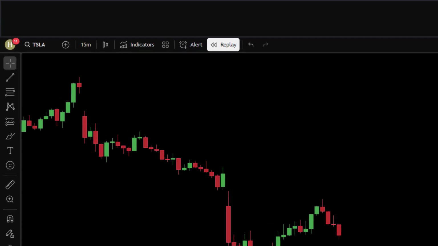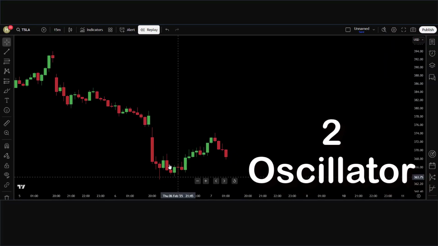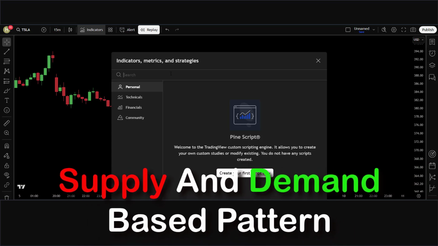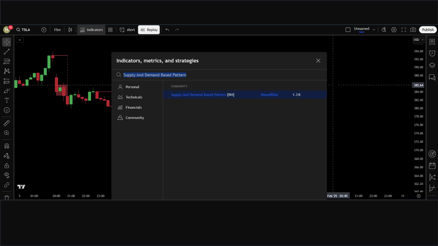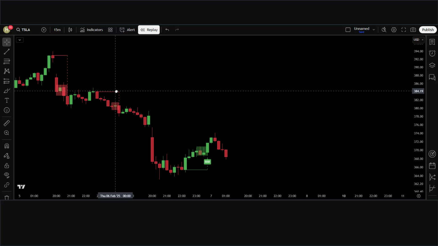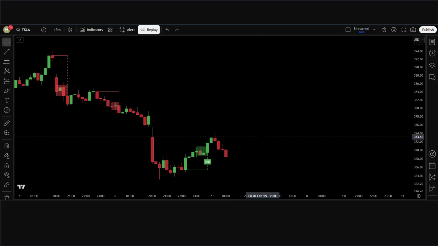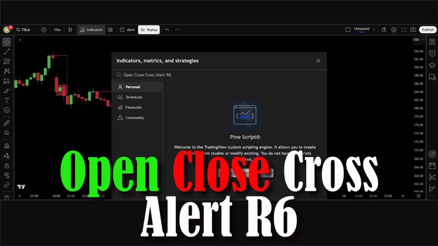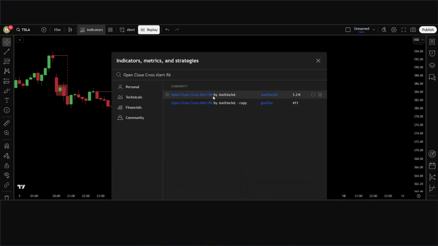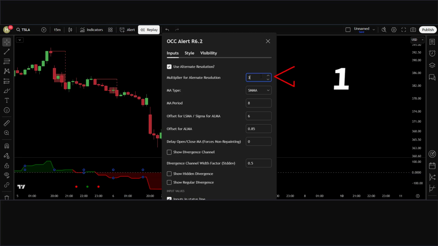Let's break it down. We are going to test this strategy on the 15-minute timeframe in the Tesla chart. In this setup we would require two indicators here. First indicator name is supply and demand based pattern. Keep the indicator setting as I have shown here. We have to apply another indicator on the chart. Second indicator name is Open Close Cross Alert R6. Keep the indicator setting as I have shown here.